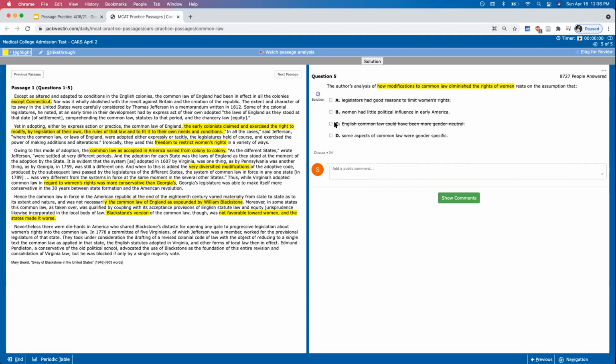Between B and D, does anyone want to say why they would pick B or why they would pick D? I was not sure of B because if the common law is being discriminated against a woman, then I think it would probably be reasonable to assume that woman doesn't have a saying in their law. Since if they do have a saying in the law, they will not allow the discrimination. Okay.